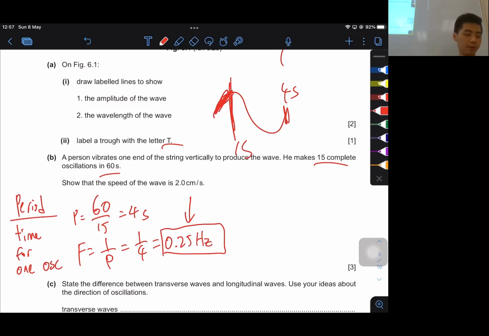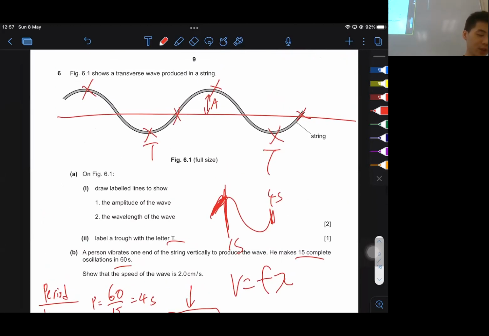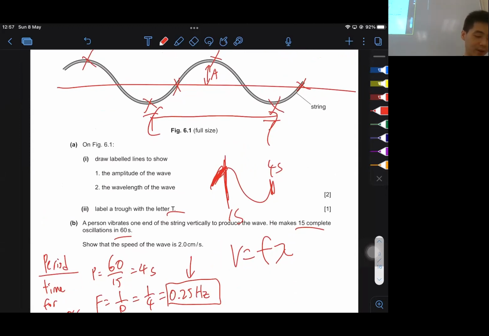So from here, once you have the frequency, you need to find the speed. What's the formula for speed in a wave? F equals to frequency lambda. What did you say just now? Yeah, correct. V equals to F lambda, guys. From here, you are actually supposed to measure how long this is, but I can't remember how long it is, but it doesn't really matter. Just write down the formula. Then you should be able to get it.